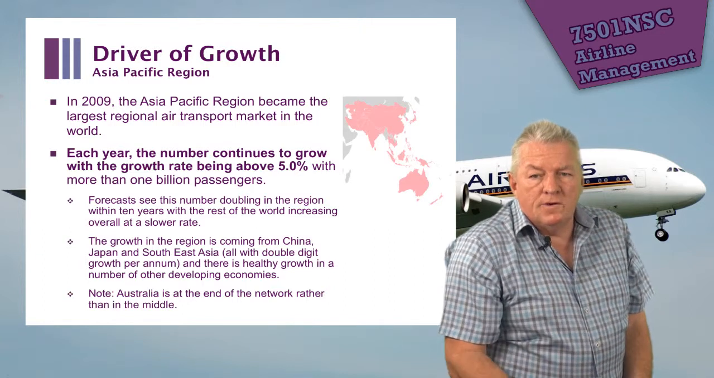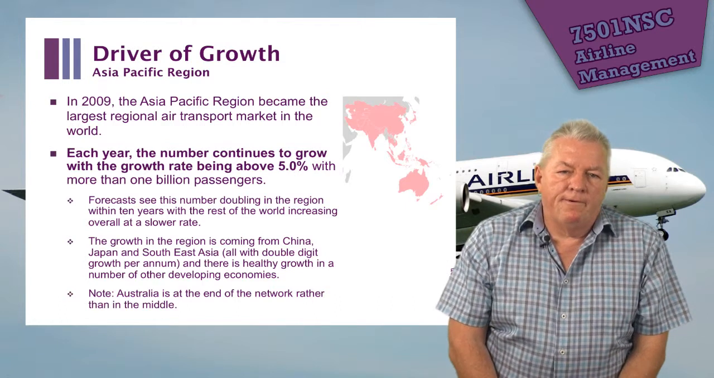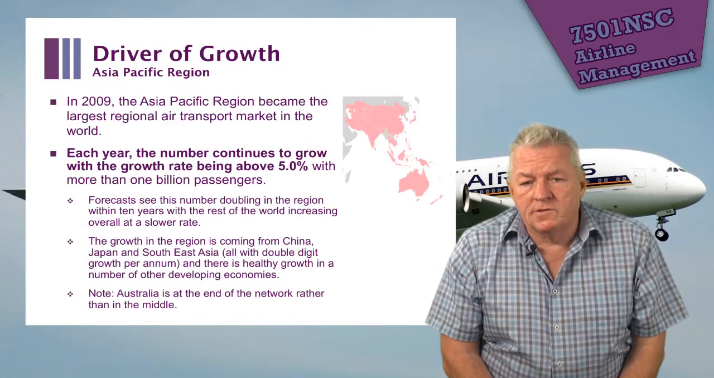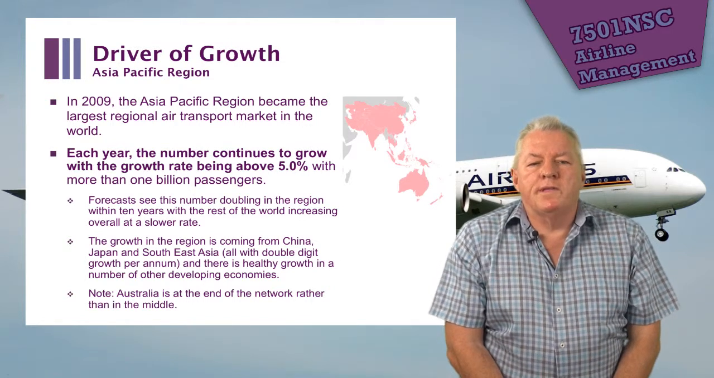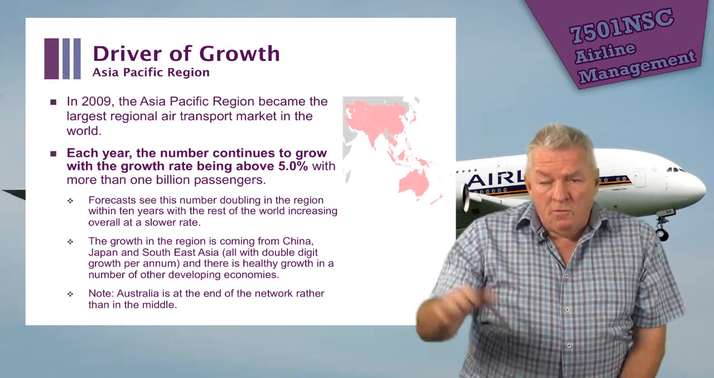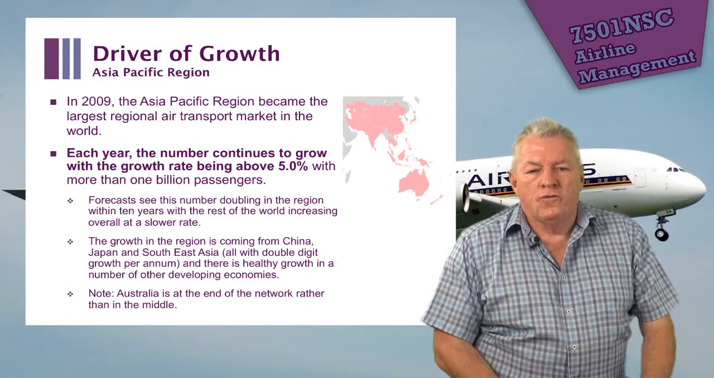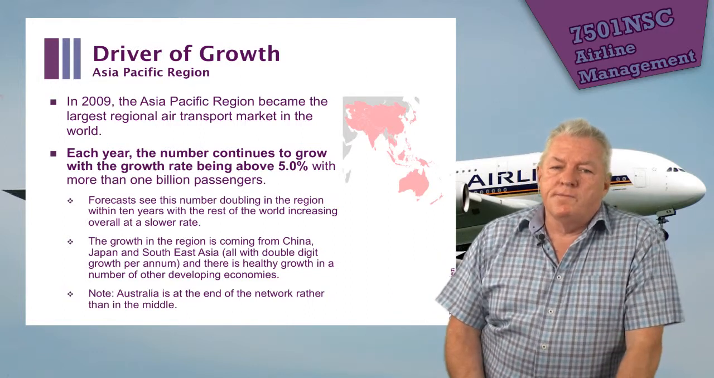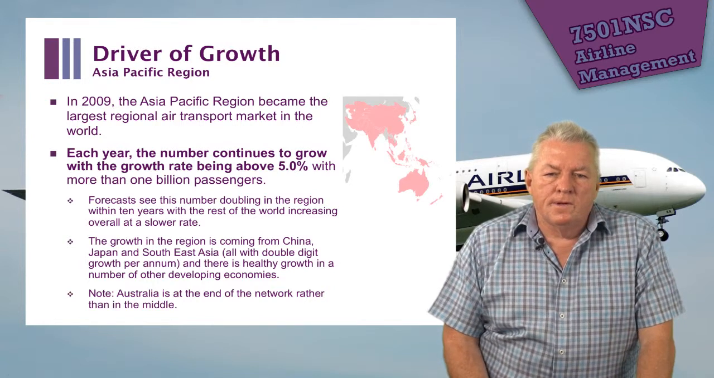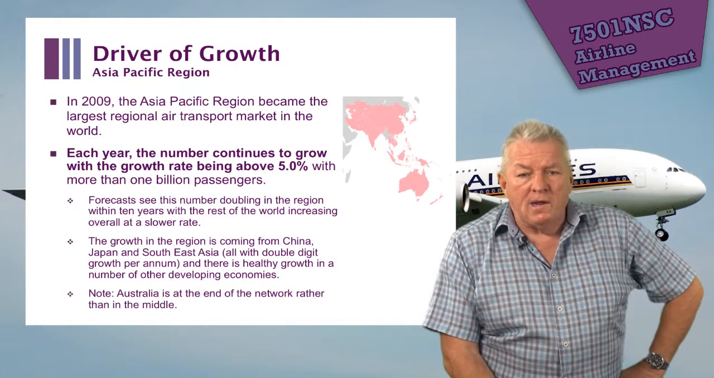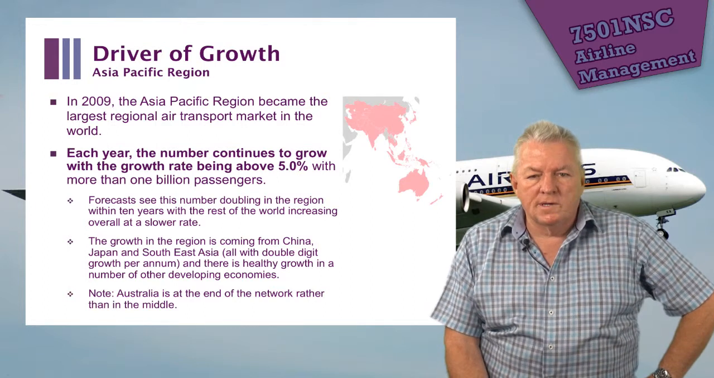And this region, the region that Australia is a part of, continues to grow, with the growth rate being above 5% and more than 1 billion passengers per annum. And forecasts indicate this number growing in the region over the next 10 years. So the Asia Pacific region is going to increase dramatically. The rest of the world is going to increase slowly. A lot of the growth in regions coming from China, Japan and Southeast Asia. And there's also healthy growth in a number of other developing economies. For example, Vietnam, Myanmar are two that I've been reading about recently.